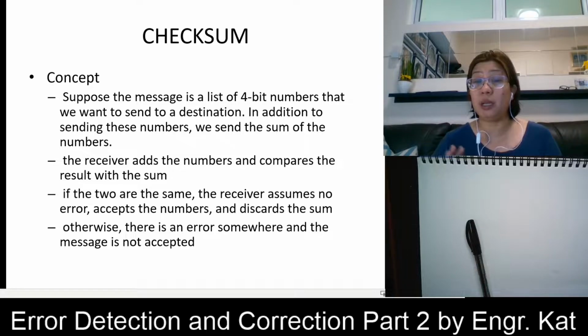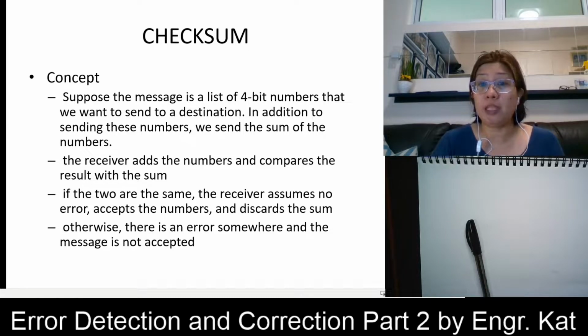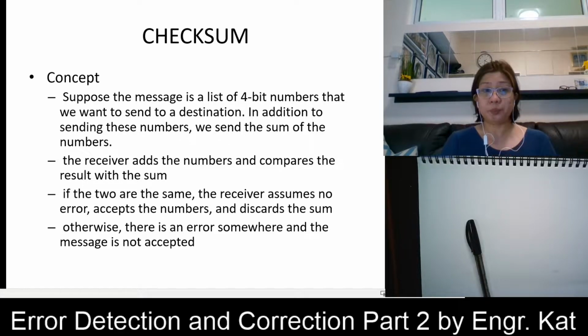The receiver will remove the checksum, or the sum, because it is not included in the original message. Otherwise, if the two are not the same, there is an error somewhere and the message is not accepted. The idea of a traditional checksum is very simple. From the term, you're checking the sum of the sent messages.